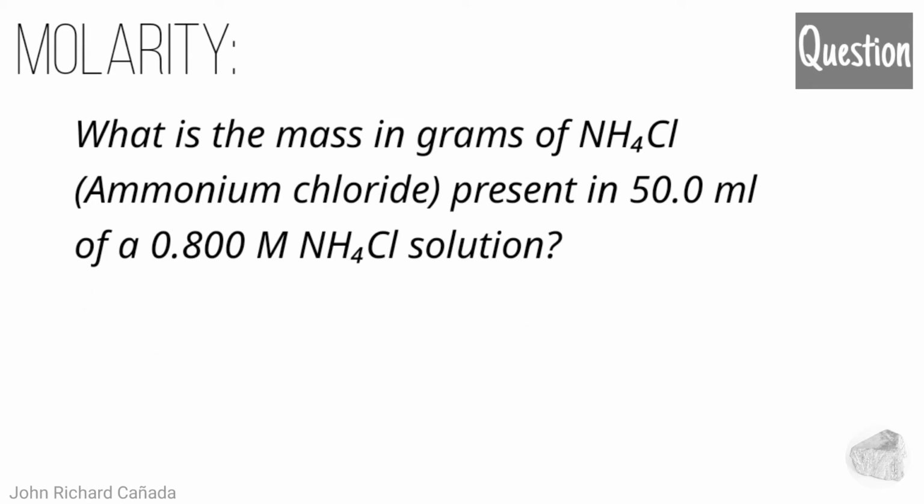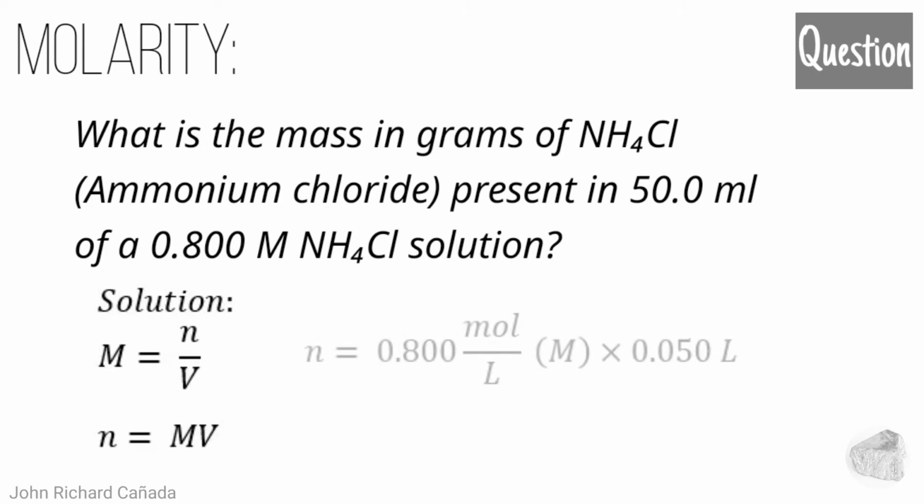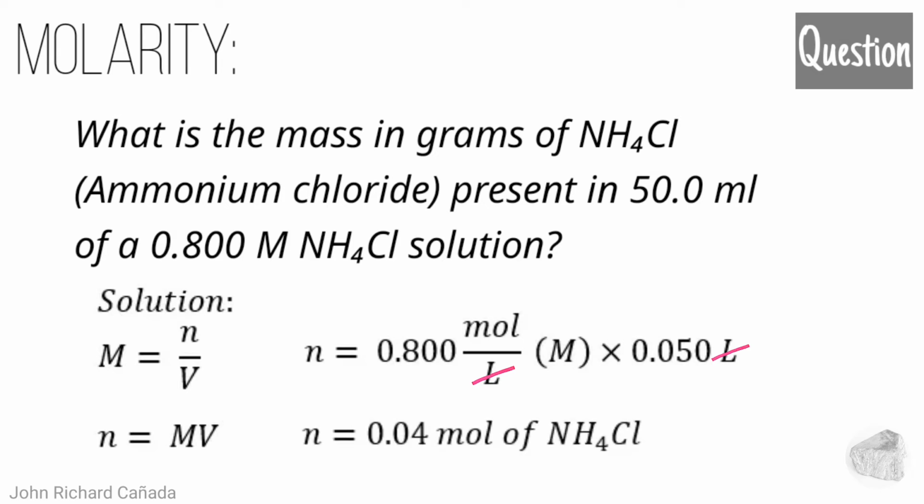For now, we must derive the formula by finding moles: moles is equal to molarity times volume. By plugging in the values of 0.800 moles per liter multiplied by 0.050 liters, we cancel liters, leaving behind the unit moles. Multiplying these values, we get 0.04 moles of ammonium chloride.